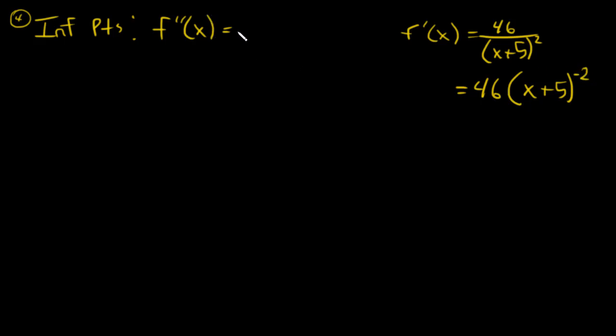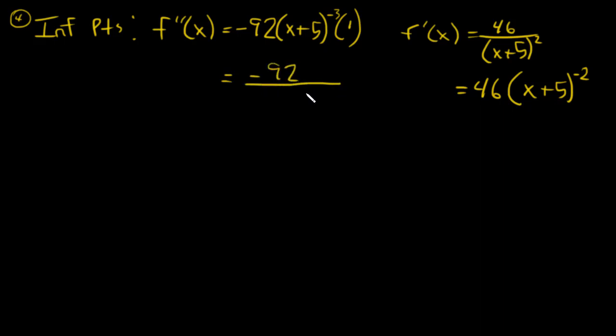Negative 2 times 46 is negative 92 times (x plus 5), and I have to subtract 1 from the exponent, so negative third power, times the derivative of the interior, 1. So that's all it is. This becomes negative 92 over (x plus 5) quantity cubed. Way faster, right? Now, are there any discontinuities? Yes, I already knew about the discontinuity at x equals negative 5.